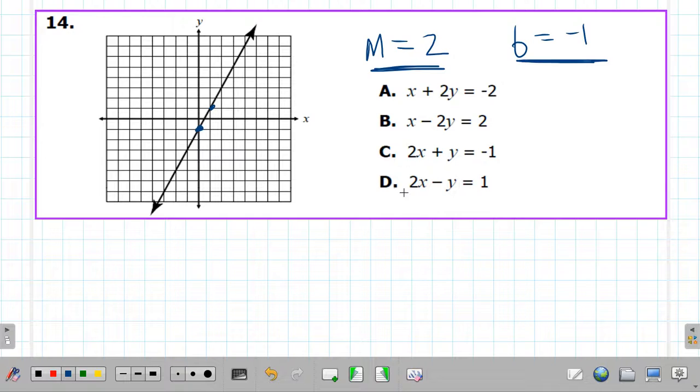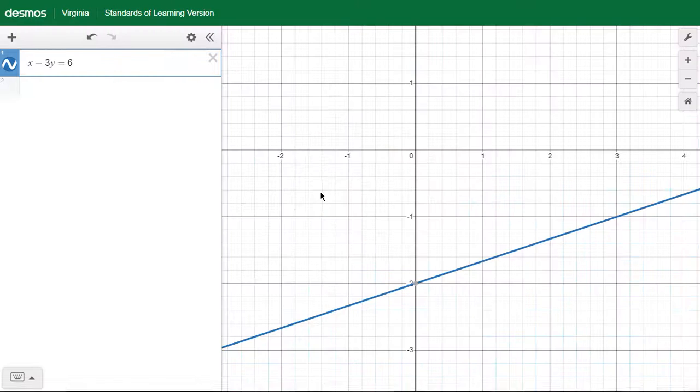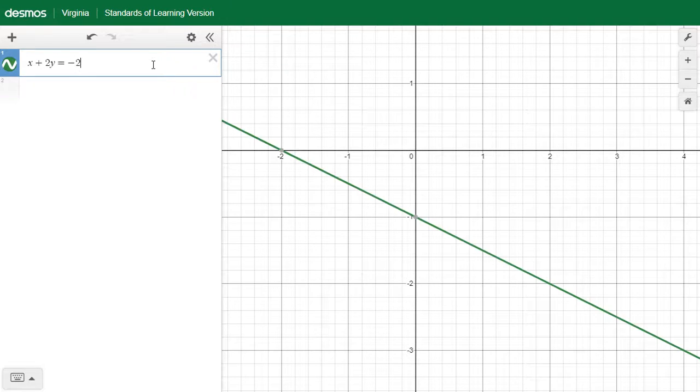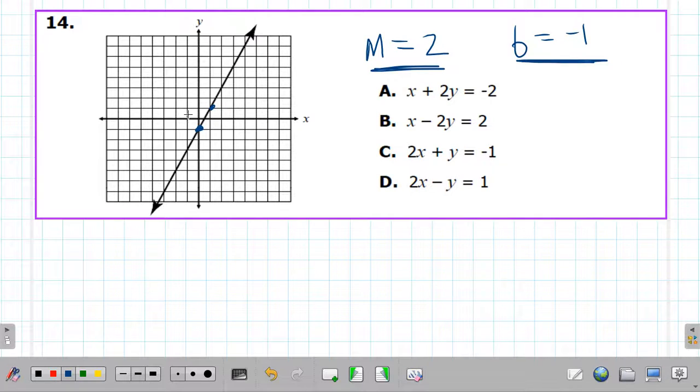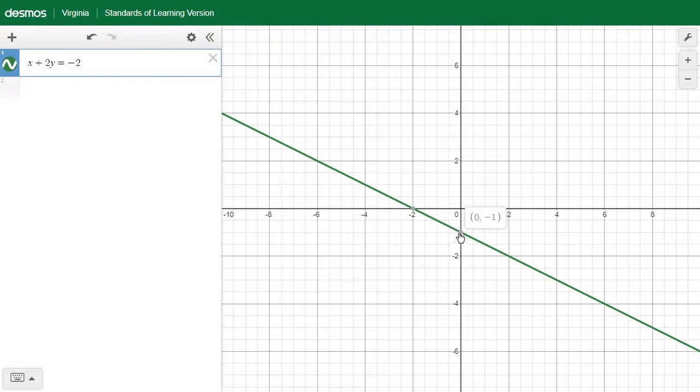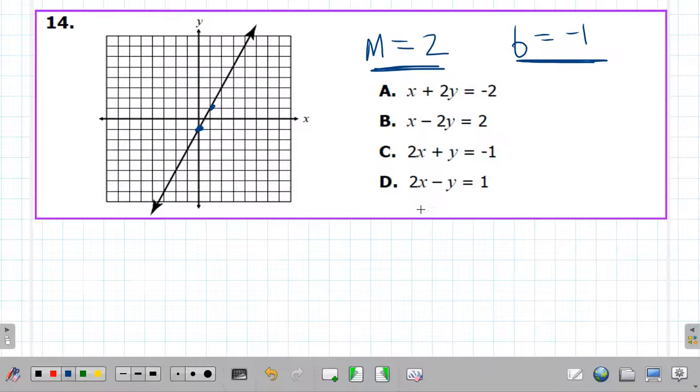Like I said, a shortcut we can take though is we can go to the Desmos calculator and just type in all of our equations. So the first one is x plus 2y equals -2. Again, if we look at these back to back, they share the same y-intercept here. So y-intercept here at -1, but it's got a negative slope here, whereas we need a positive slope.